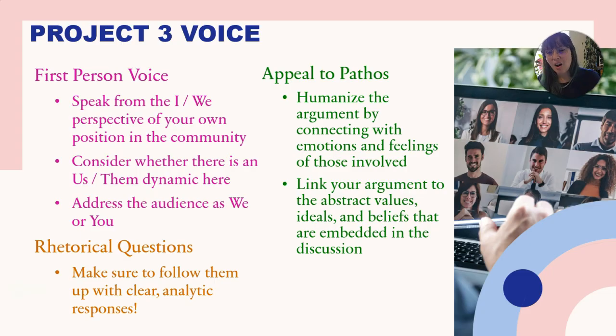When we link our argument out to abstract ideals or beliefs that are embedded in the discussion, things like freedom, justice, equality, health, wellness, rights, technology, the future, progress, whatever kind of big abstract ideas are connected to your topic, that is another way that you're appealing to pathos. Pathos isn't just about feelings and emotions, it's also about those values, ideals, ethics that are underlying the topic.